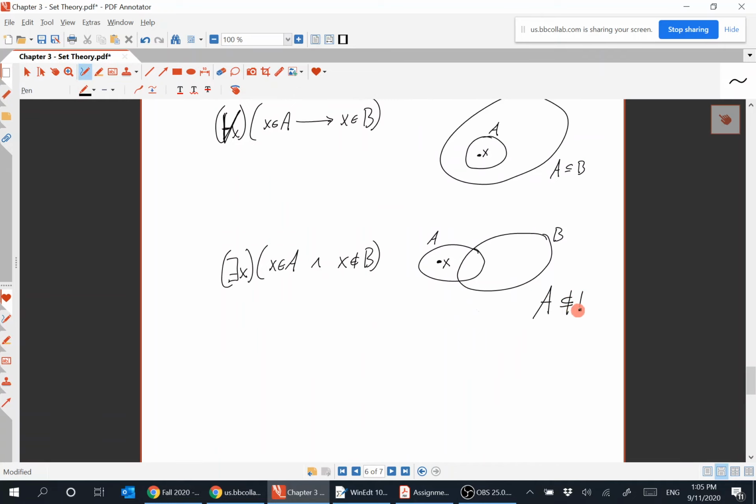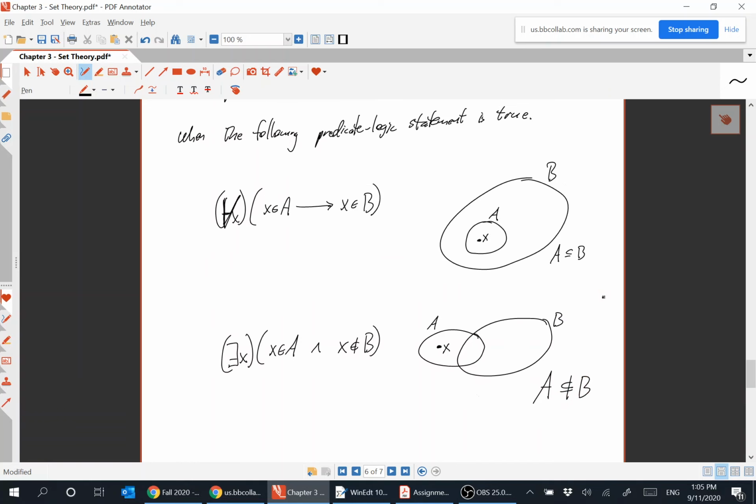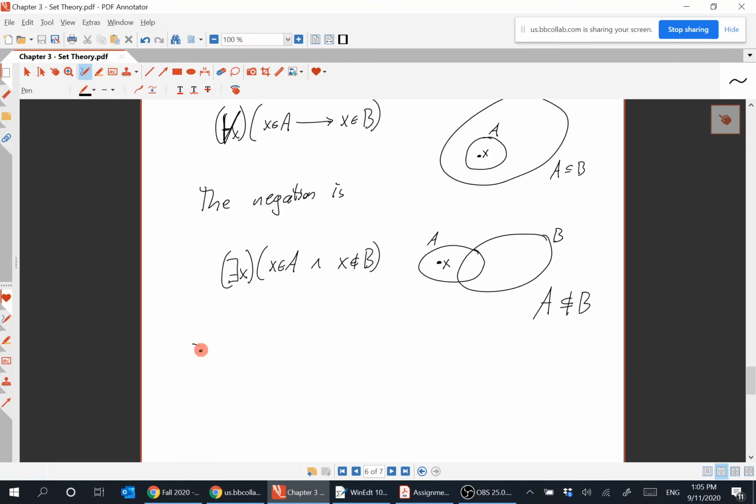So here A is not a subset of B. We talked about the negation of a universally quantified statement. The negation of a universally quantified statement is an existentially quantified statement, right? For all x, P of x, negated is there exists x, not P of x. So you take the quantifier, you flip it, and then you negate the predicate logic statement. It's not just a predicate by itself, it's a whole predicate logic statement, right?